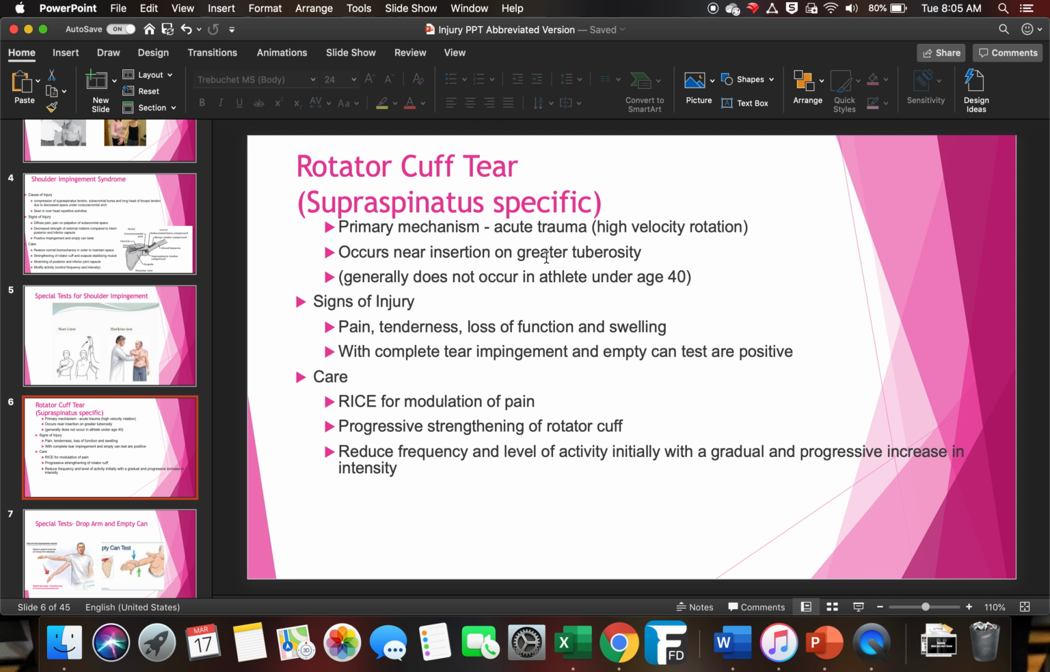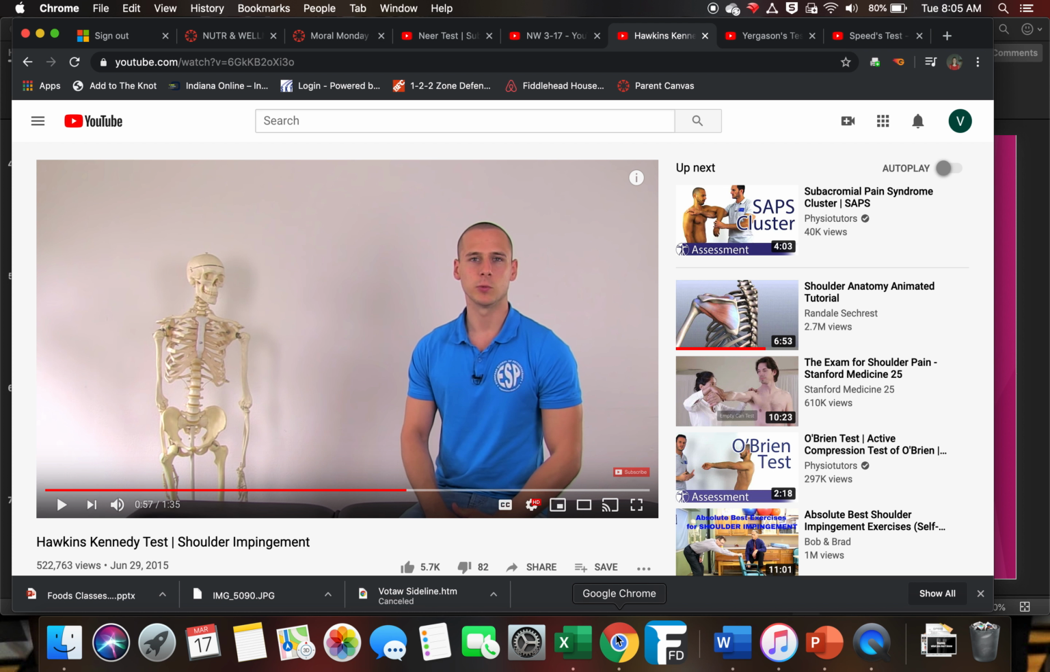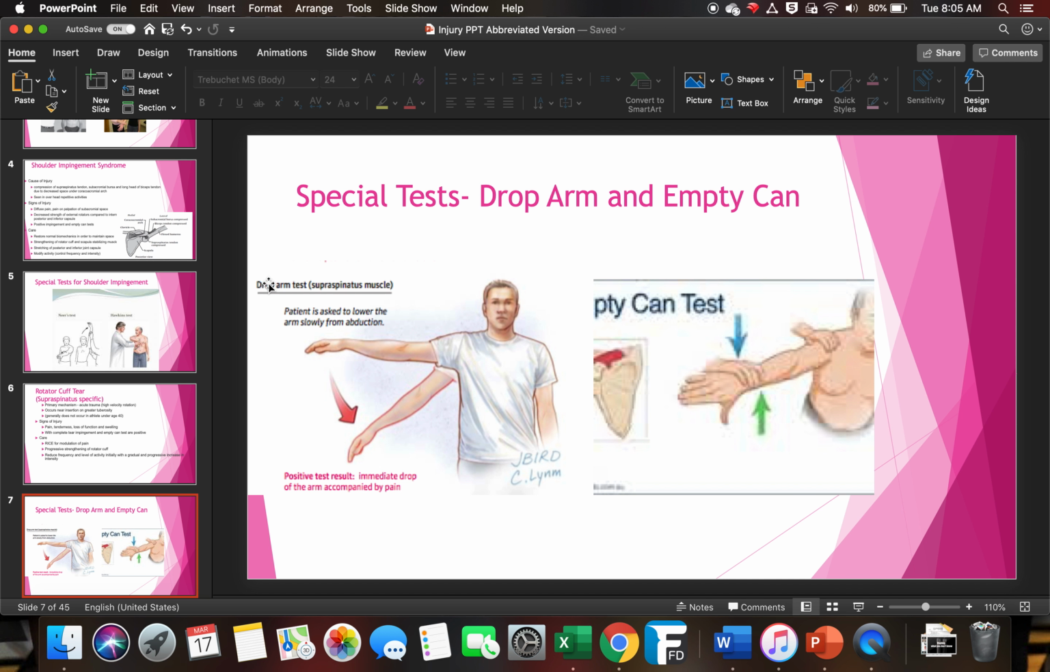I'm going to go on to the special tests for this, which are the drop arm test and the empty can test. I don't think I have the videos pulled up for these because they're very simple. So the drop arm test, you're going to have the person hold their arm out to their side, and then you want them to slowly lower their arm back in. If they can't control that, then that says that there's something wrong with that muscle because that muscle is what helps us to slow down our adduction. So immediate drop of the arm would be a positive test or a positive result for supraspinatus muscle injury.